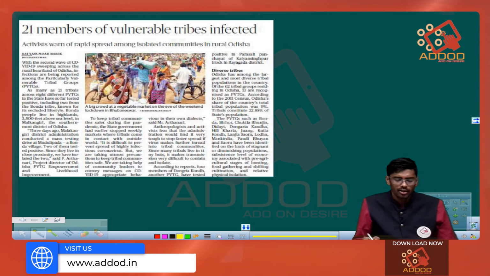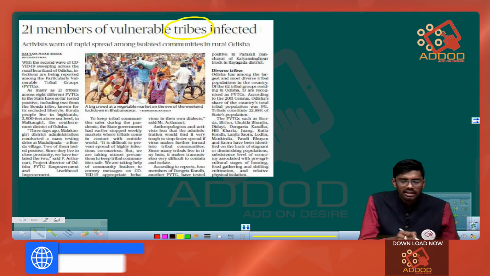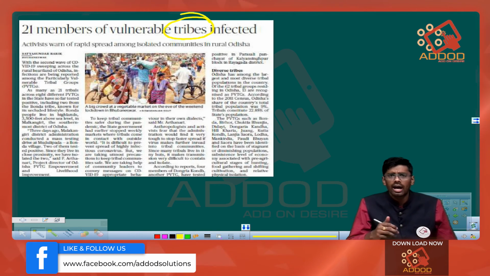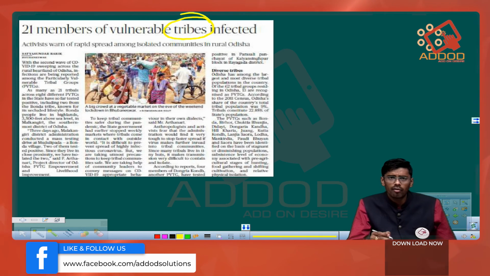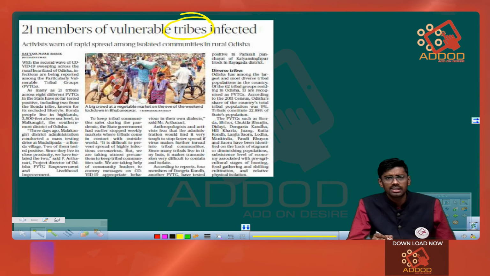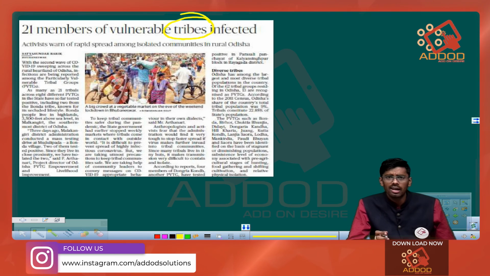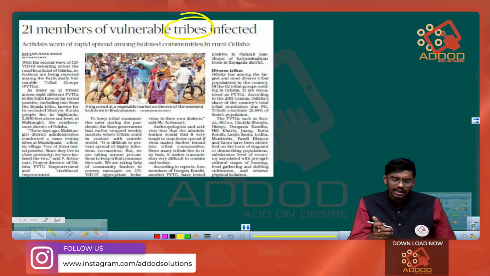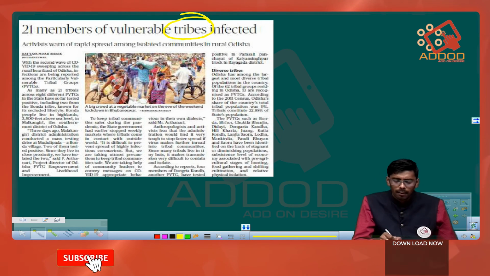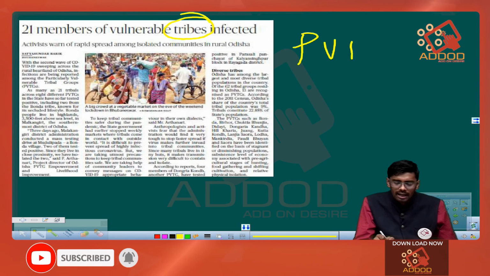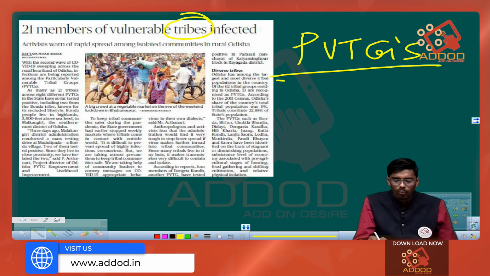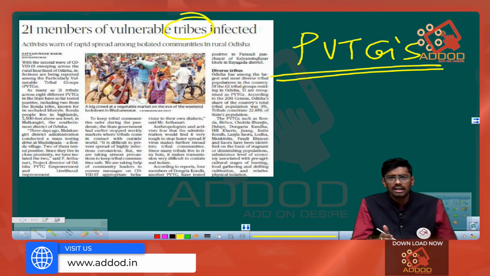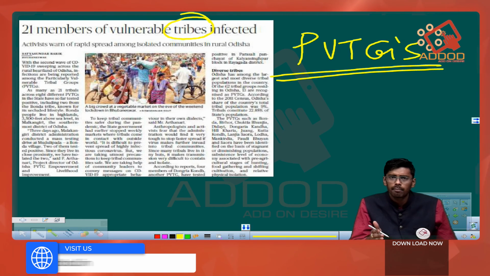Next we have an article talking about vulnerable tribes infected. So we have seen how in the state of Odisha and in the state of Chhattisgarh the number of COVID cases is increasing day by day, and in these states many particularly vulnerable tribal groups live. So we'll see what these particularly vulnerable tribal groups are.